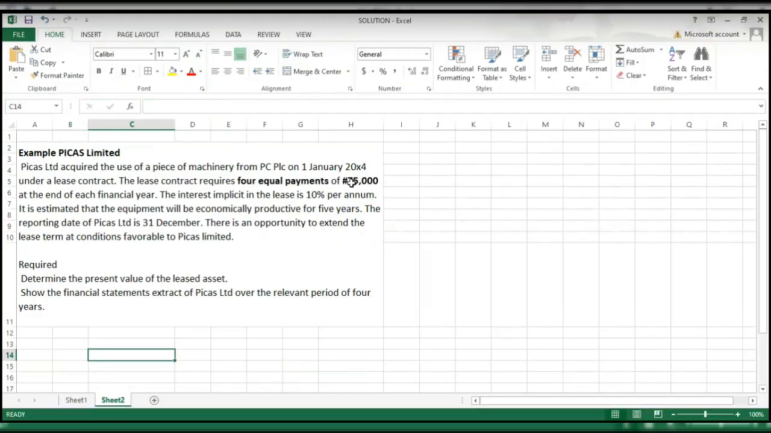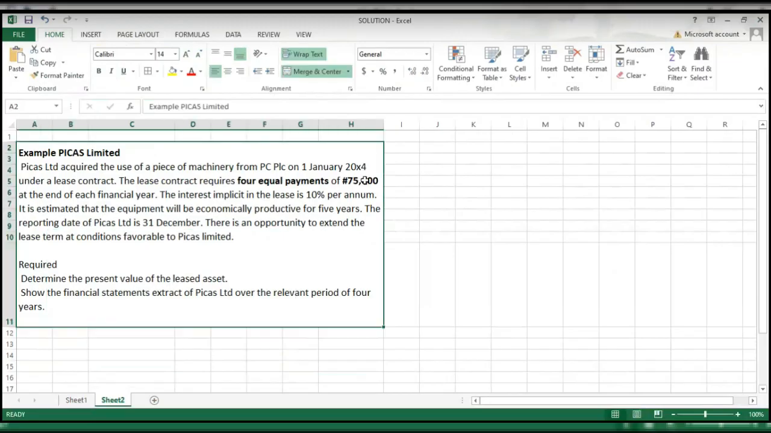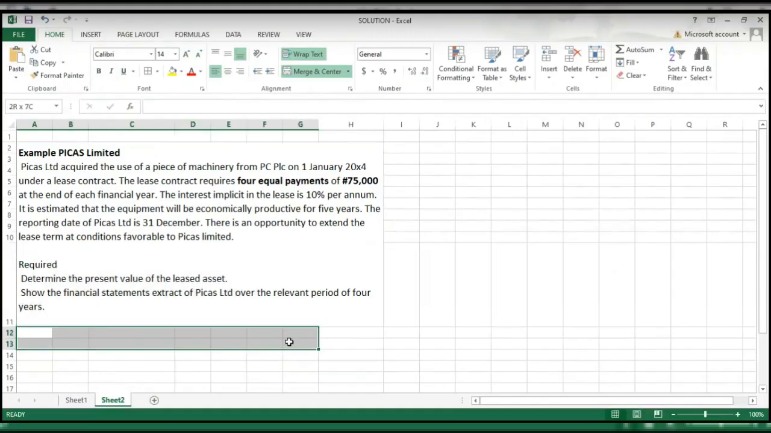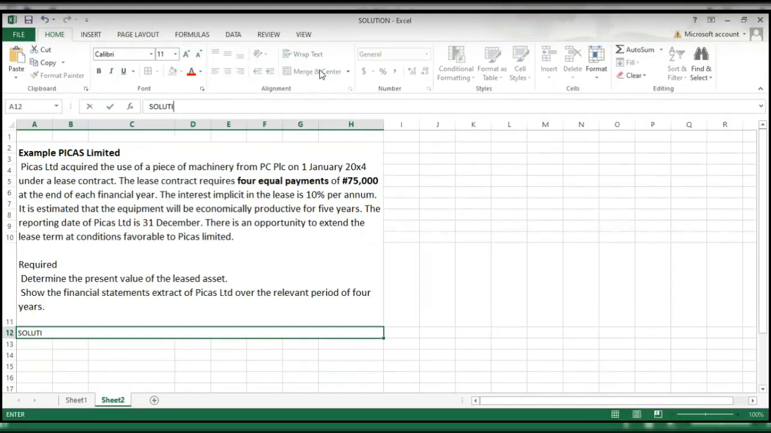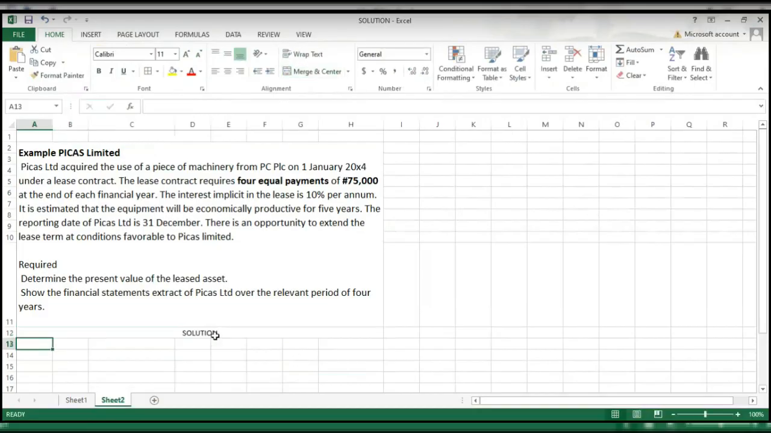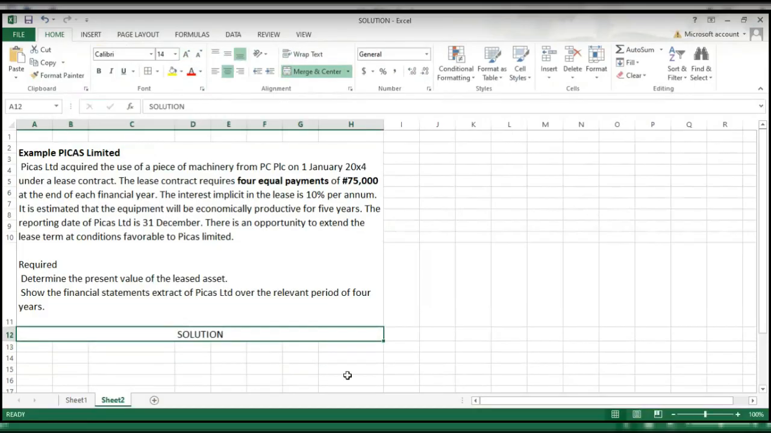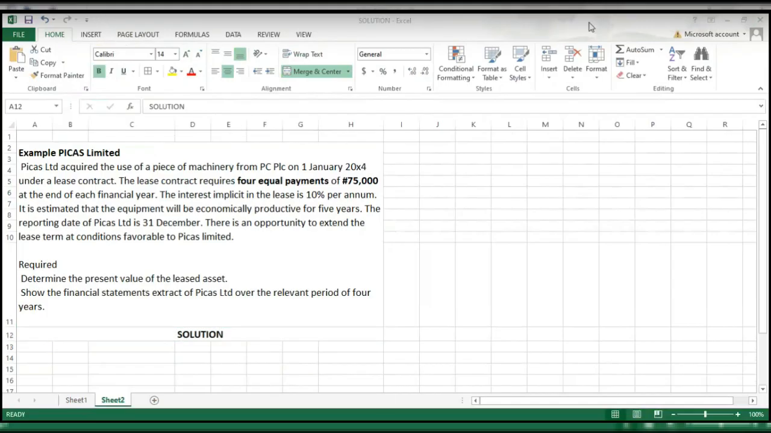So to determine the present value, we will have to discount this 75,000 using what we call the annuity factor. Annuity is a constant cash flow that is made over a period of time. So annuity factor, let me have the solution here. I want to do the solutions here. Solution.